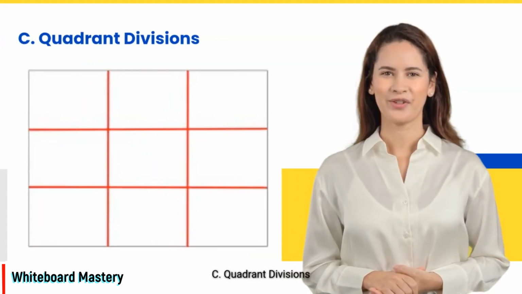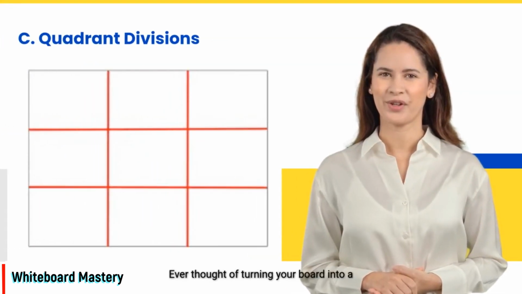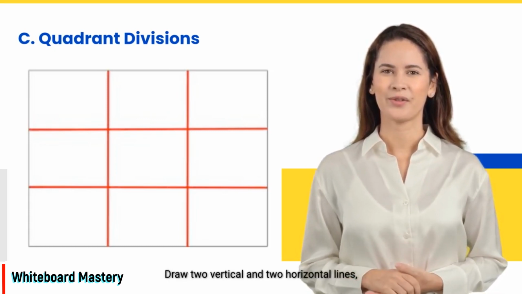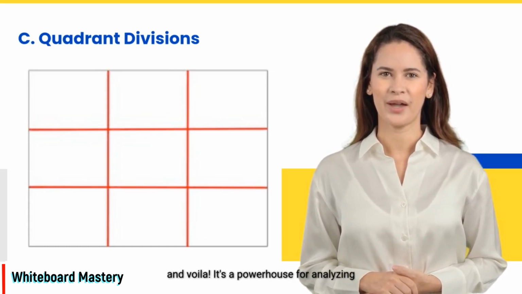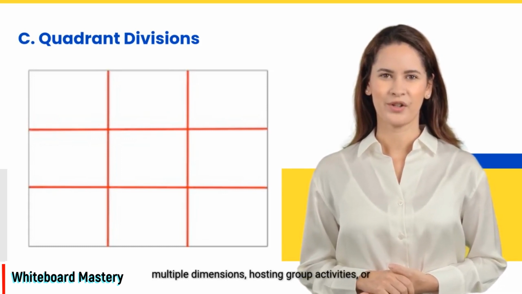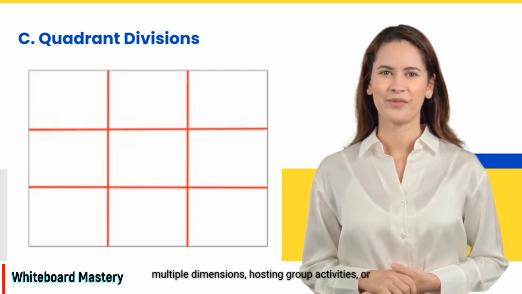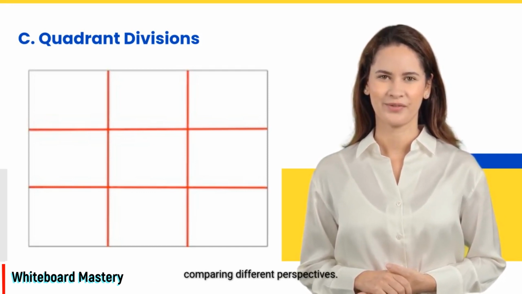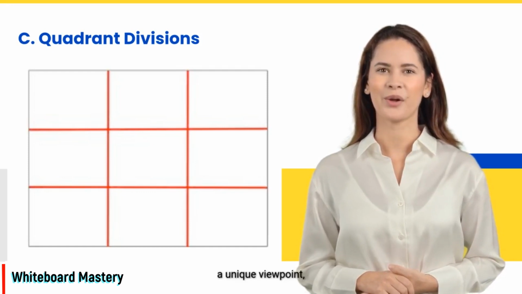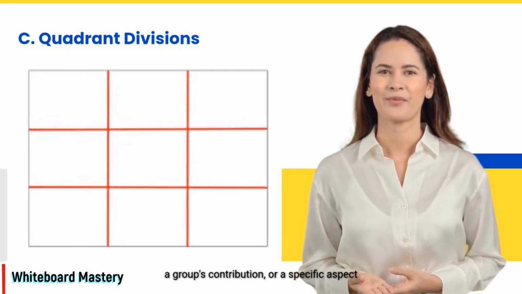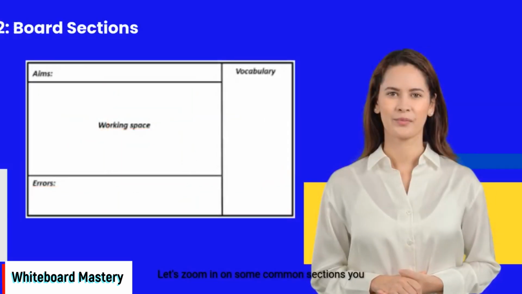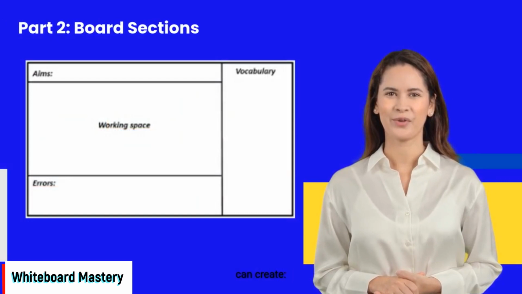C. Quadrant divisions. Ever thought of turning your board into a quadrant wonderland? Draw 2 vertical and 2 horizontal lines, and voila! It's a powerhouse for analyzing multiple dimensions, hosting group activities, or comparing different perspectives. Each quadrant has its own story to tell: the unique viewpoint, a group's contribution, or a specific aspect of a larger topic. Let's zoom in on some common sections you can create.